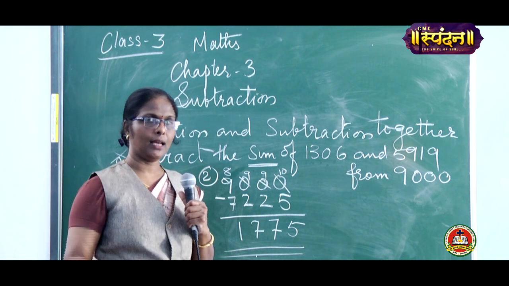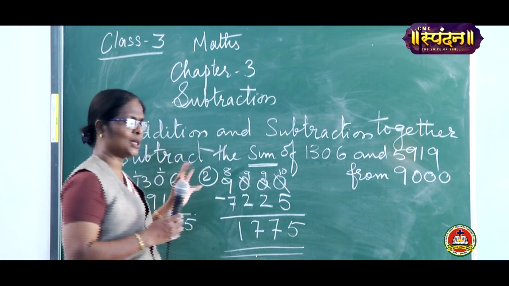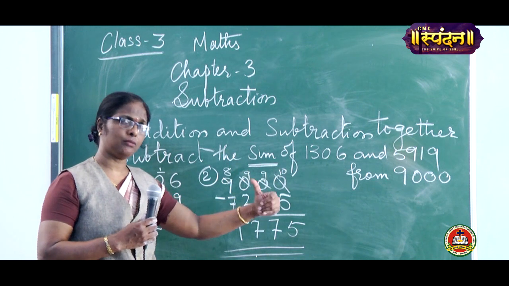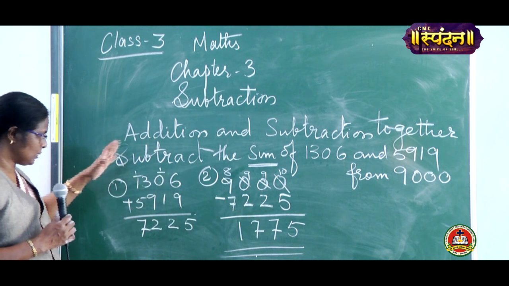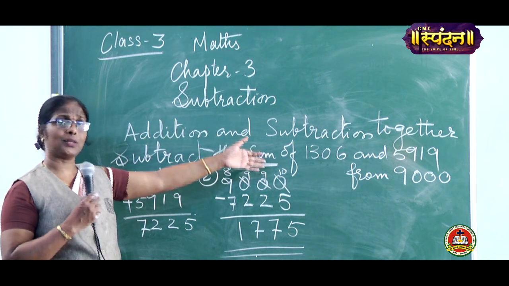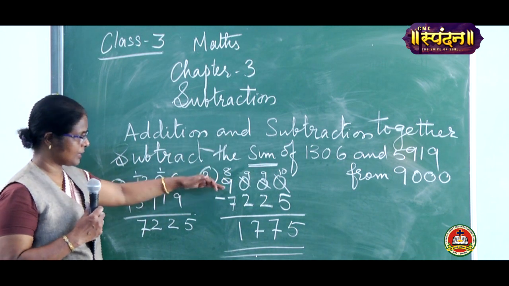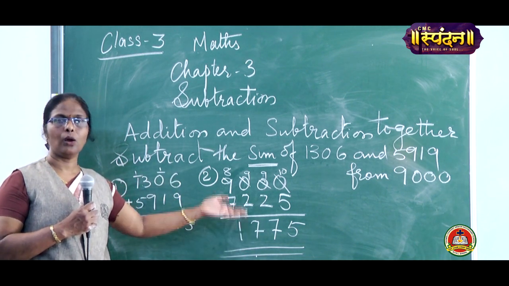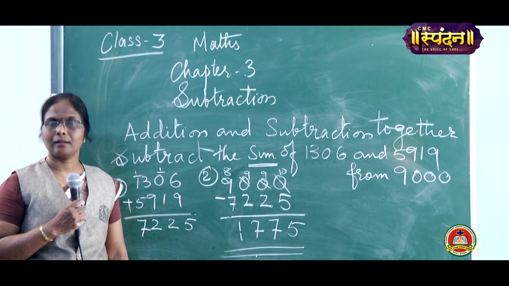The second thing that we have seen in this video is how to add and subtract together. That means sums which have addition and subtraction together. The first thing you have to do is add the numbers which have the plus sign. Make a group of 2, add them, and get the answer. Then from that number, subtract the given number. This question also follows the same type, where addition and subtraction are combined. You will get the answer 1775. I hope these topics are clear to you.